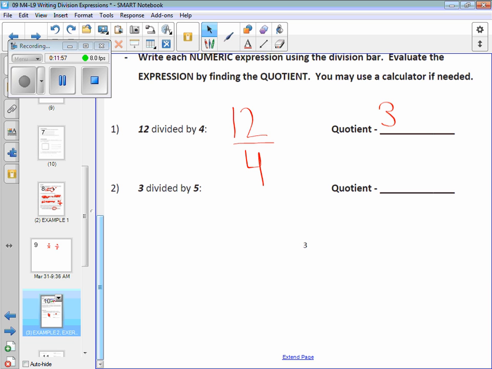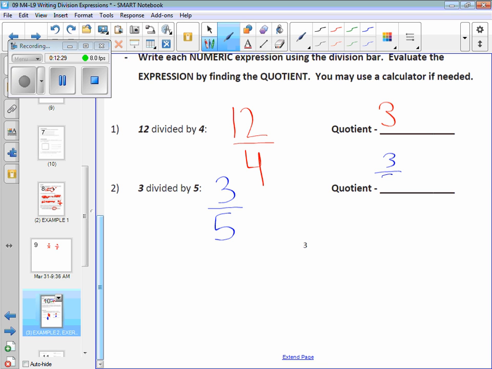Madison. Yes or no? Can you evaluate it? Certainly. You can evaluate anything with numbers. If there's variables, you can't. No, it's just 3/5. The answer is 3/5. Yeah, it's confusing.